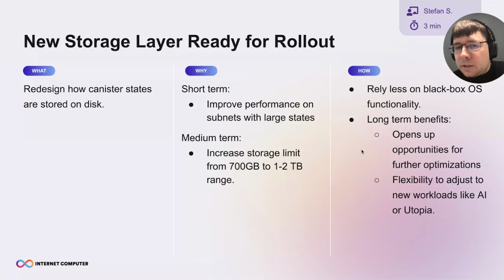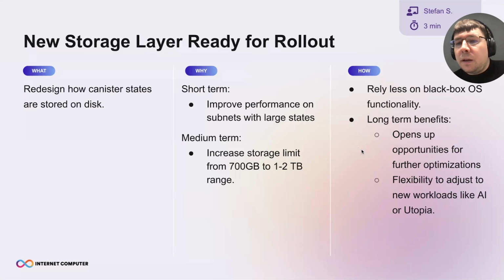At the moment, it's at 700 gigabytes per subnet. But with this, we can increase it further. A bit more testing is required to see where exactly we can land. But we're likely going to start slowly, maybe set it to 1 terabyte first and then increase it from there.